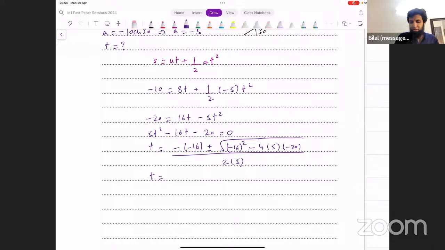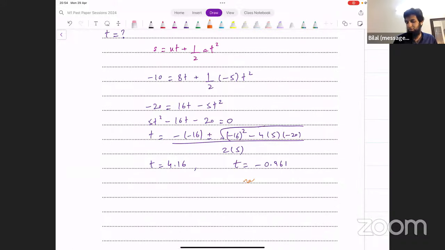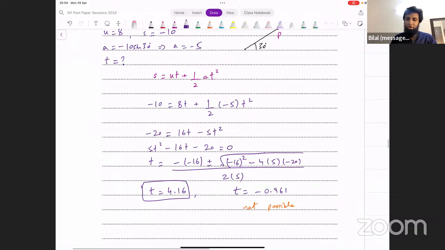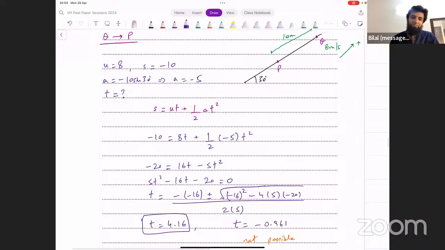Okay, so I'm getting t equals plus 4.16 and t equals minus 0.961. Now, time, of course, cannot be negative. So we ignore this possibility. This is not possible. So the time taken for this journey is 4.16 seconds from that point Q to the point P.